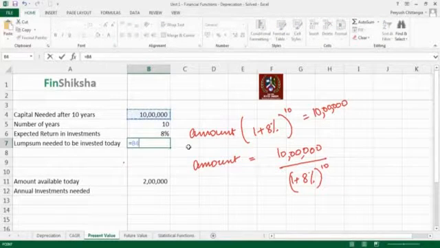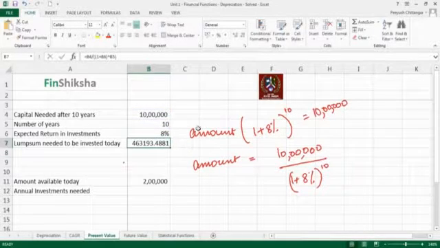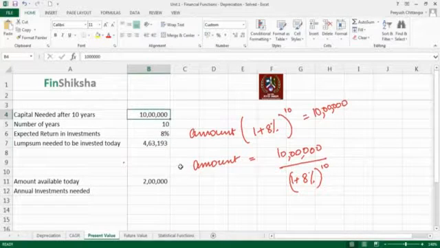So that's 10 lakhs divided by, bracket open, 1 plus 8% raised to the power 10, two brackets close. I've put two brackets, the first one for 1 plus 8% and the second one for to the power 10. The amount that needs to be invested today is 4,63,193. 463,193 invested at an assumption of 8% over a 10-year period will give me the capital that is needed.